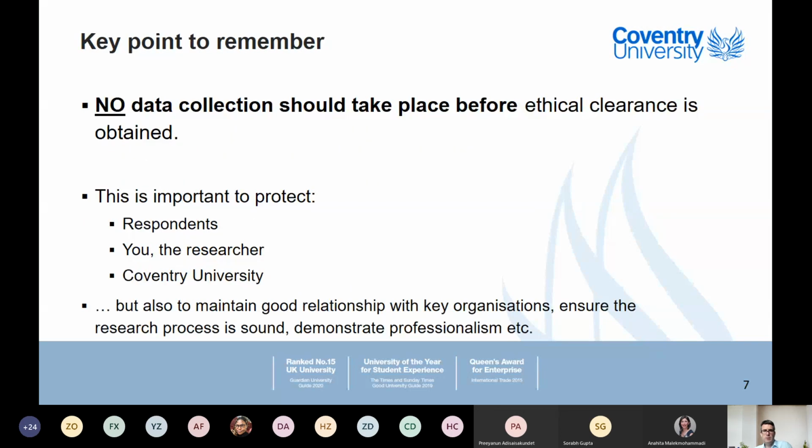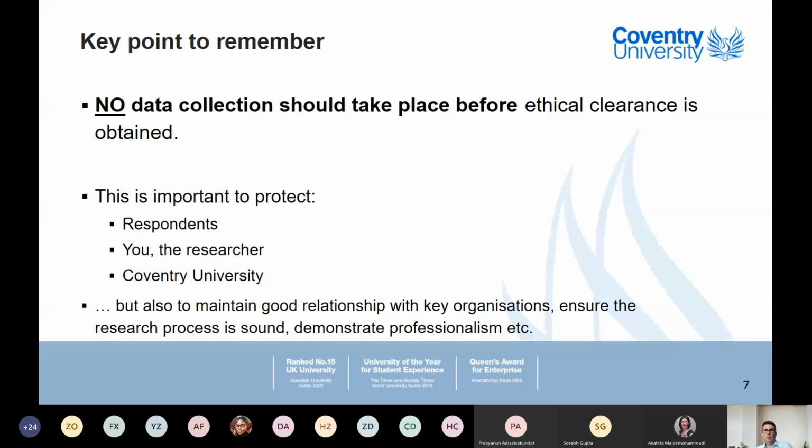So the key point to remember is whatever you are doing, no data collection should take place before ethical clearance is obtained. If you are using secondary data, in a way, you are not collecting data because the data is already there, so you could start the process without having ethical clearance. And I guess all of you, to some extent, have started the process because you've done a literature review, for example, and you may have started looking at a few reports or databases which were out there. But you would still need to get ethical clearance before you submit. Okay.